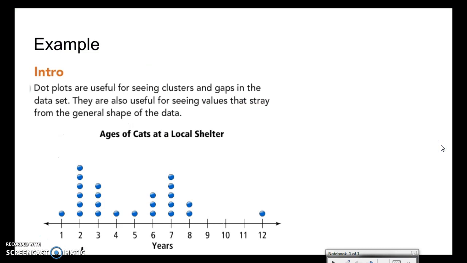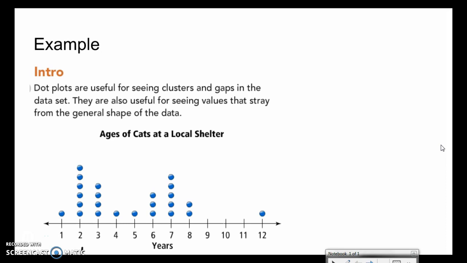Alright, so here is our example. Dot plots are useful for seeing clusters, and no, you don't have to copy this down, so calm down. Dot plots are useful for seeing clusters and gaps in the data set. They are also useful for seeing values that stray from the general shape of the data. And guys, they're useful to see what amounts are the most popular.